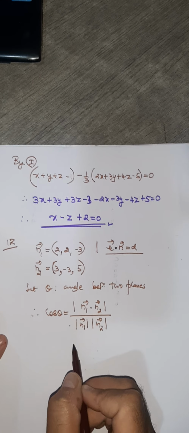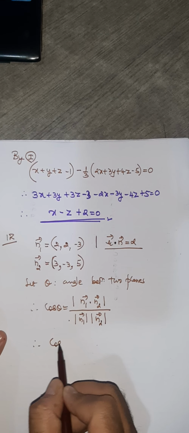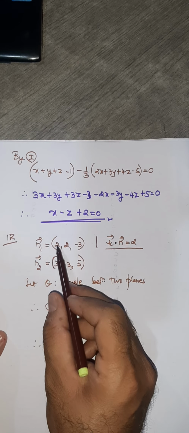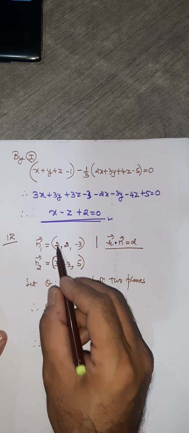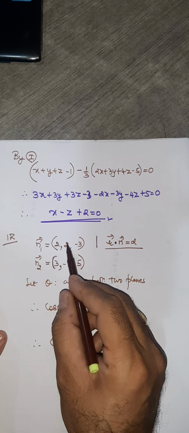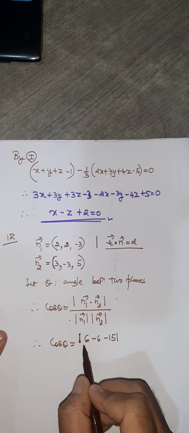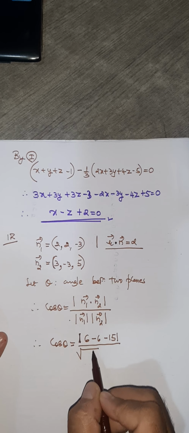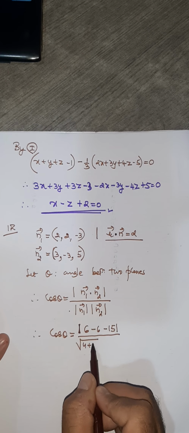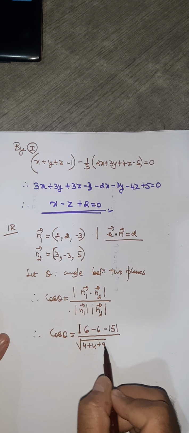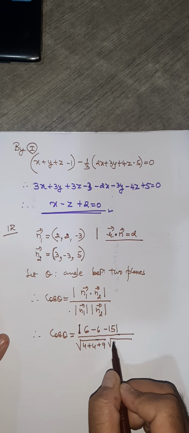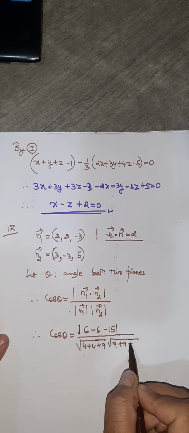Number of times we have used from vectors. Okay. Now dot product. What's a dot product? Here it is 2 into 3, which is 6. This into this, which is minus 6, minus 15, upon root of, what's this? 4 plus 9. What is this? 9 plus 25.